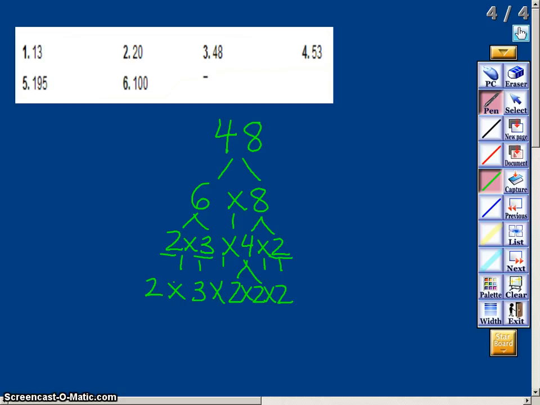So if I were to list the prime factorization for the number 48, I would just write 2 times 2 times 2 times 2 times 3. That would be considered the prime factorization for the number 48. And those are the two key concepts we went over in Lesson 3-11.